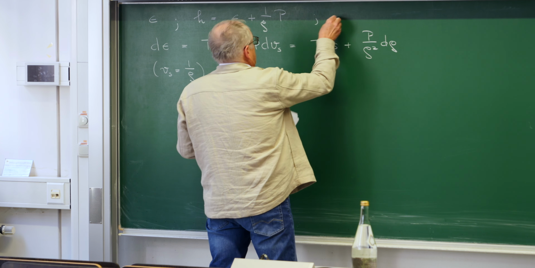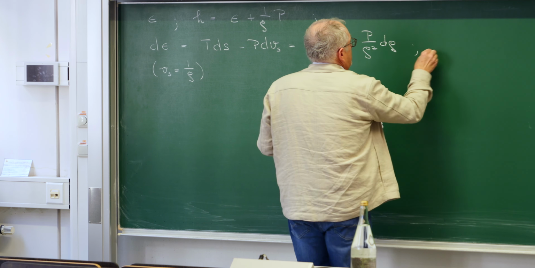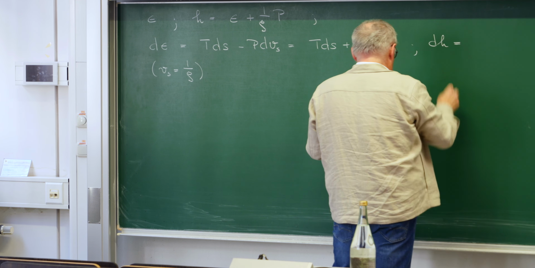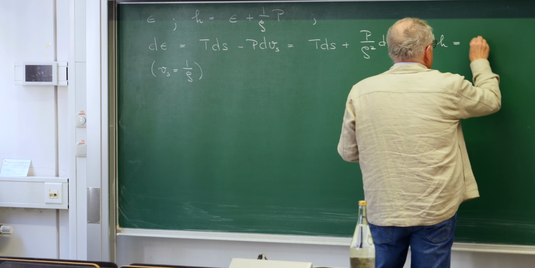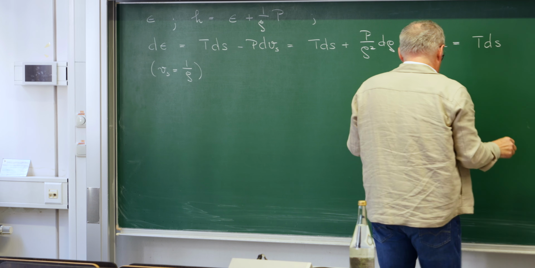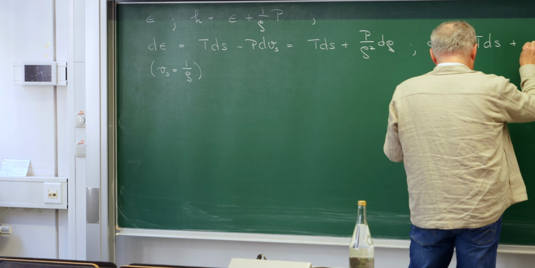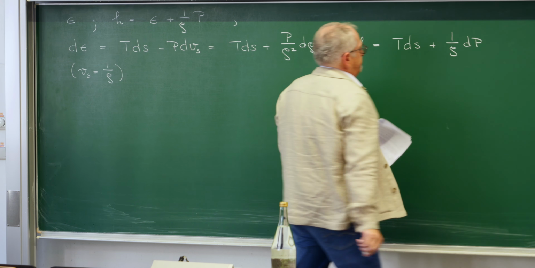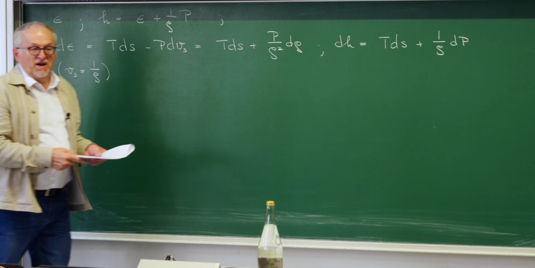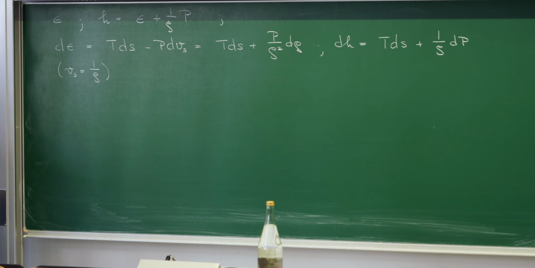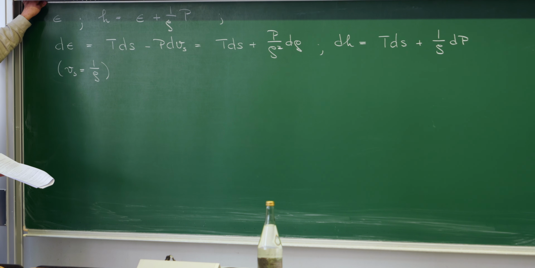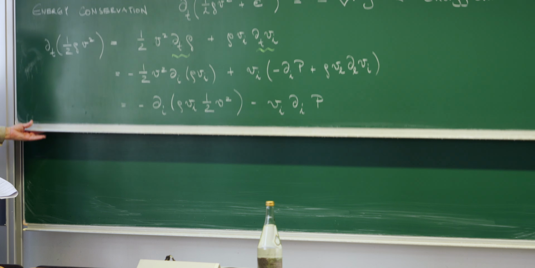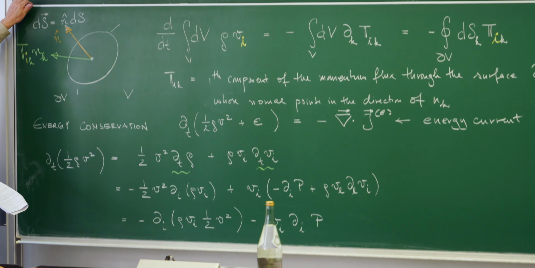And for dH, we can then also write that dH is TdS. And because this is a transformation, this is now 1 over rho dP. Okay, so this is the usual back and forth between the different thermodynamic quantities when you want to change the natural variables.